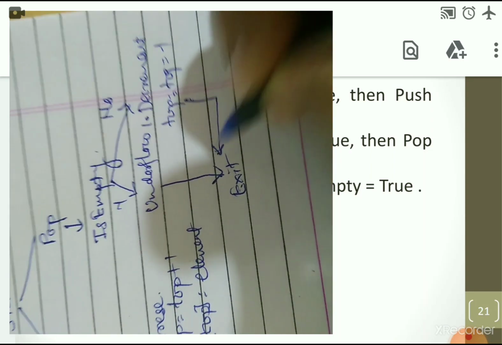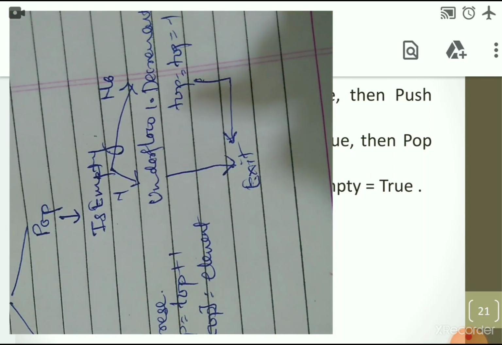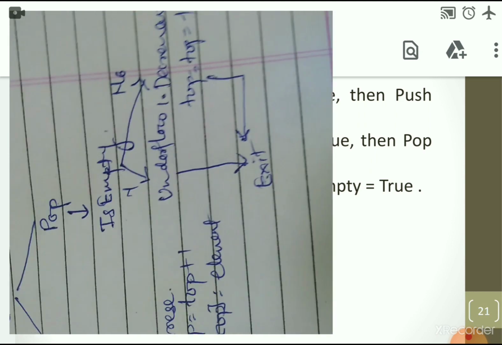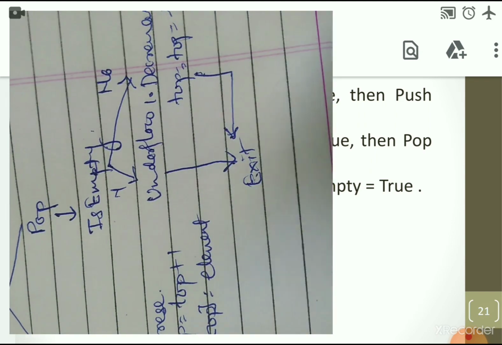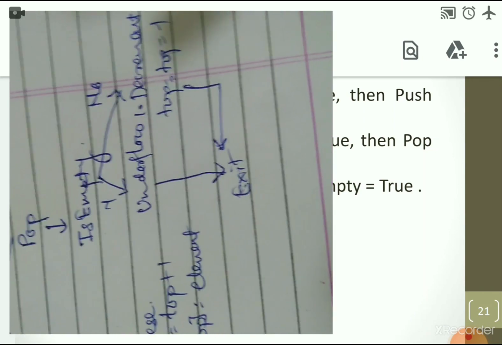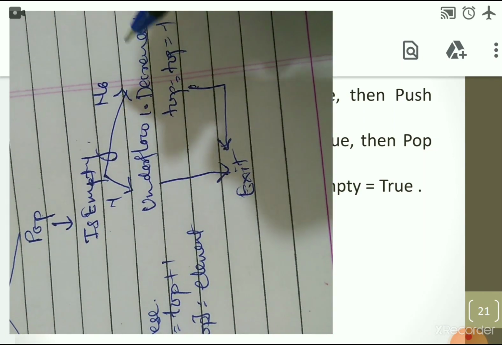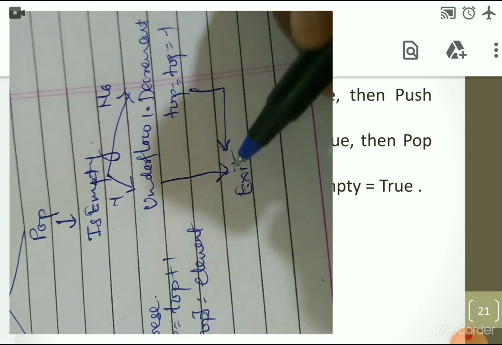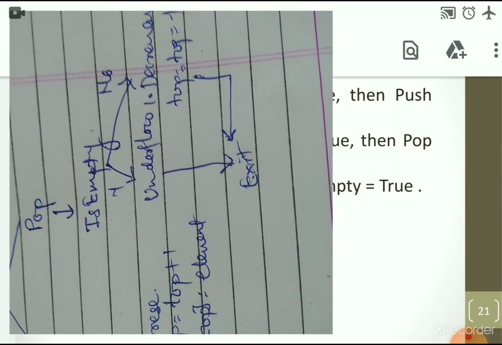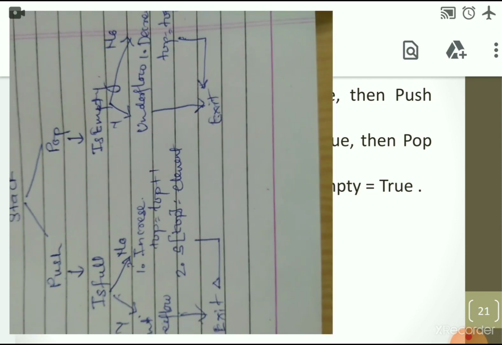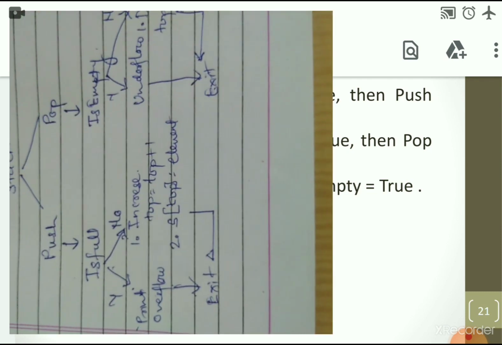You can directly print the element also, or you can directly go to the exit. It is not particularly necessary to delete the element or to display the deleted element, so you can skip that step also. You can just decrement the top by 1 and directly exit, or you can display the deleted element also. So these are the 2 main operations which we want to perform on the stack.